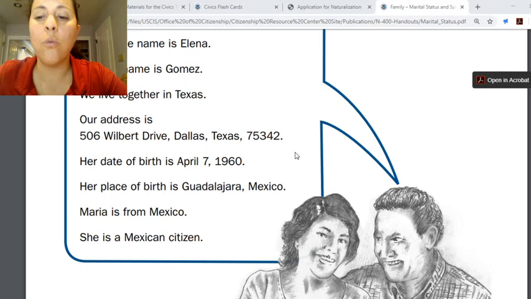Maria is from Mexico. She is a Mexican citizen. Okay, remember, people from Mexico are called Mexican. People from Vietnam are called Vietnamese. Okay? So, her country of birth is Mexico. Her country of citizenship or nationality is Mexico. Her nationality is Mexican. She is a Mexican citizen.